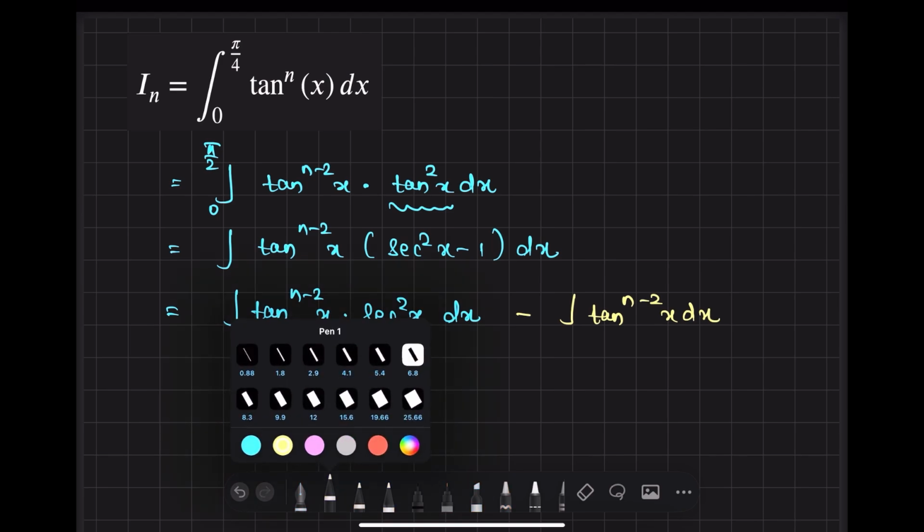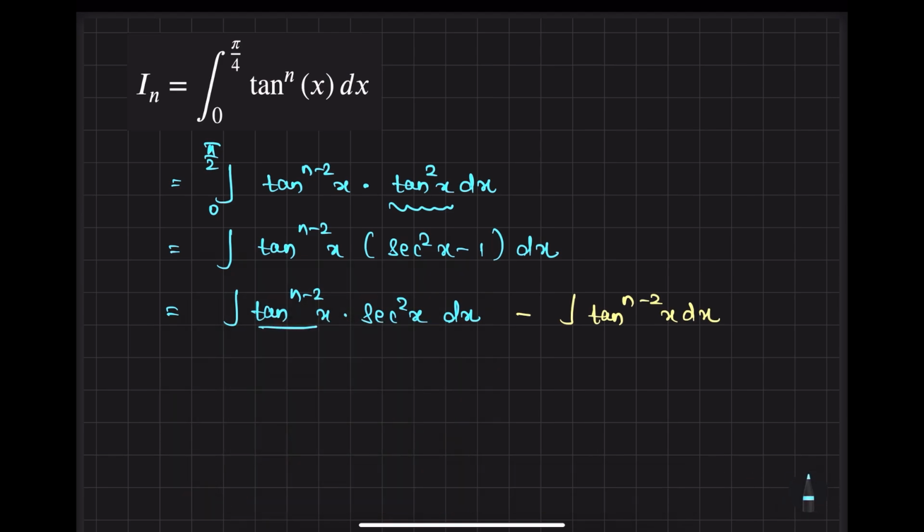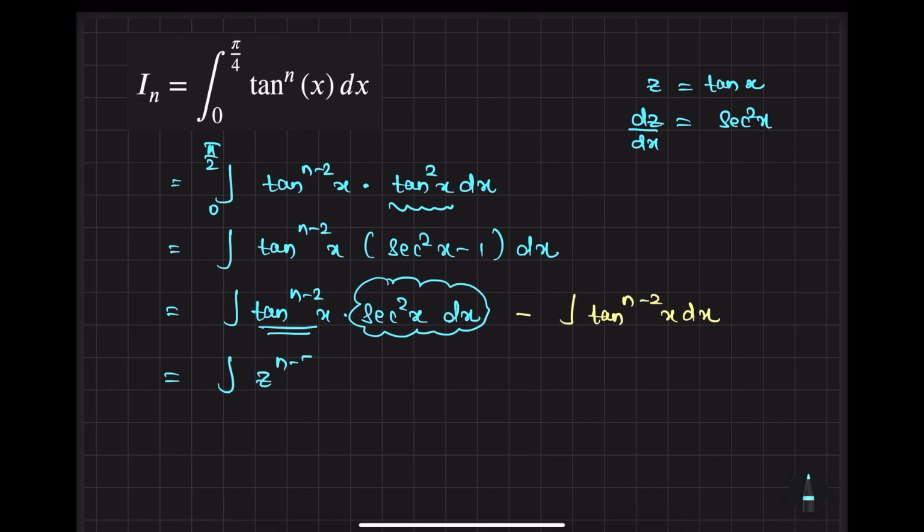Now look at this, how we will handle. You know that you will take tan x as z. Now do the differentiation. dz by dx, differentiation of tan x is sec square x. So sec square x dx will become dz. Now you know that if you take anything as z, the limit will change. So if the lower limit is 0, x is 0, so tan will become 0, so z will become 0. Now if it is pi by 4, so tan pi by 4 is what?